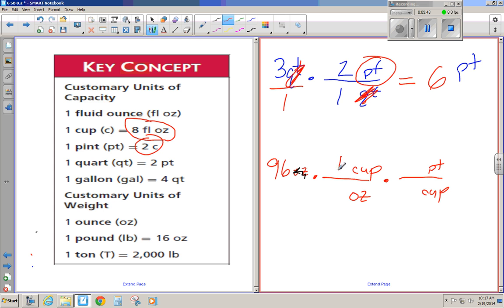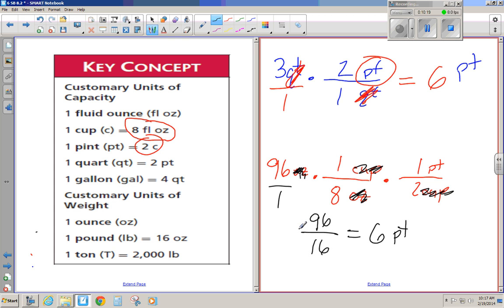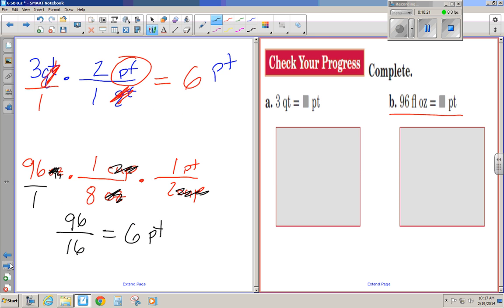Ounces to cups, 1 cup, 8 ounces. Cups to pints, 2 cups, 1 pint. So now we can look at the fact that ounces cancel, cups cancel, and we have 96 times 1 times 1, over 1 times 8 times 2, equals 6 pints. There are 6 pints in 96 fluid ounces.